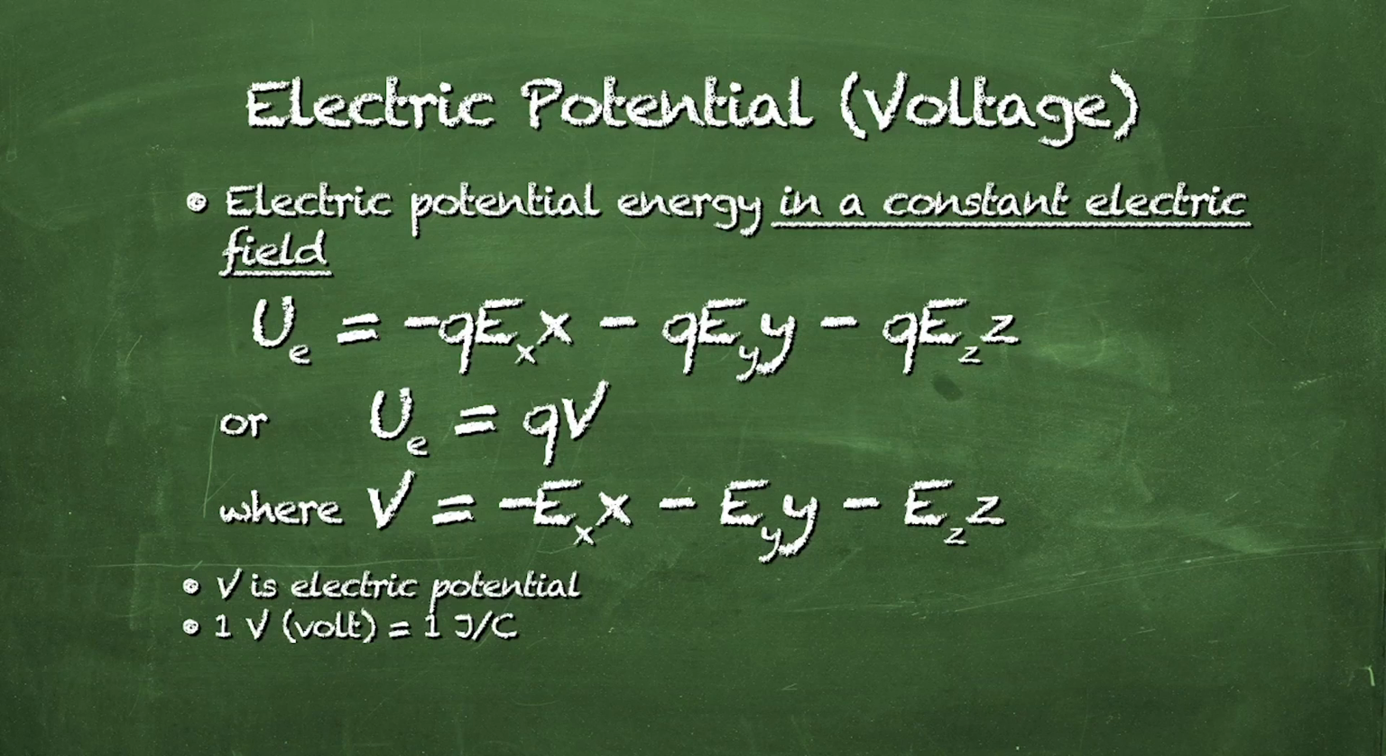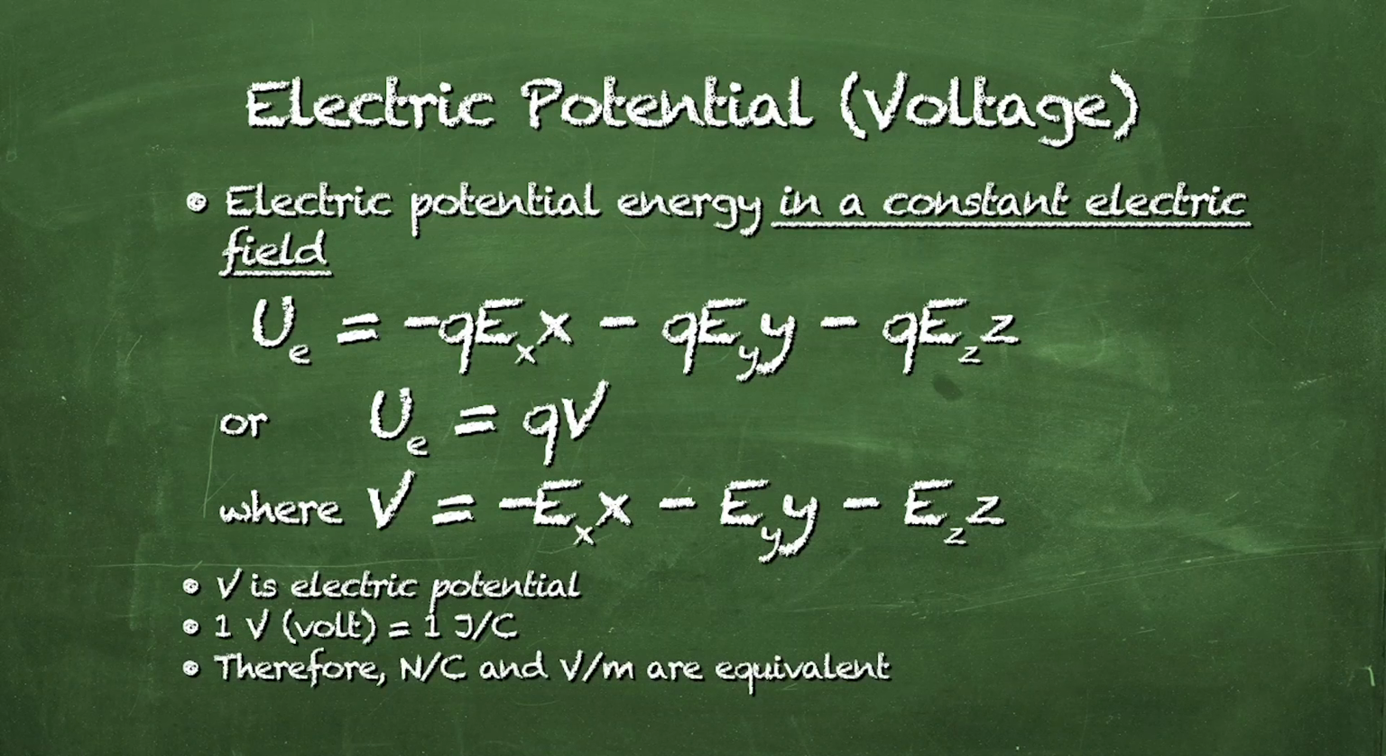So we've rewritten the electric potential energy to be equal to charge times electric potential, V, where the electric potential is minus EX times X minus EY times Y and minus EZ times Z. So you can see that the units of the electric field, newtons per coulomb, could also be written as volts per meter, because in the equation for potential, the electric field in volts per meter times X in meters would give us units of volts. So sometimes you will see the electric field written in newtons per coulomb, and sometimes in volts per meter, but those are equivalent units.